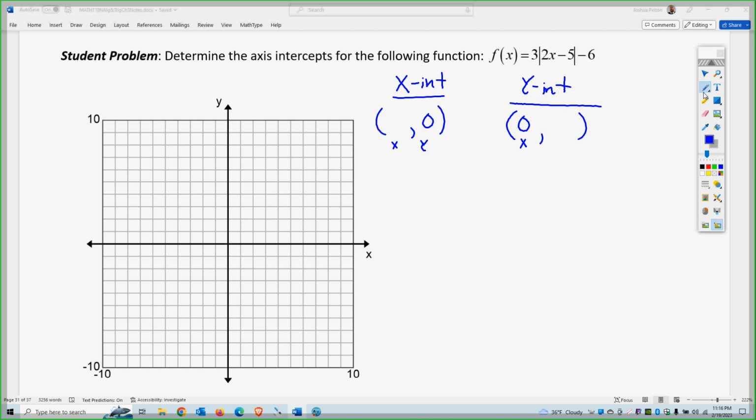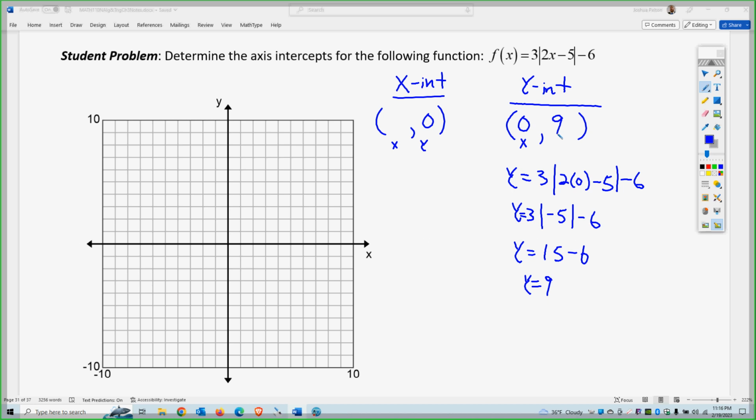Okay, so if I plug in a 0 for the x, I get y equals 3 times the absolute value of 2 times 0 minus 5, minus 6. So y equals 3 times the absolute value of negative 5, minus 6. So this is y equals 15 minus 6, because the absolute value of negative 5 is 5, times 3 is 15. So y equals 9. So the y-intercept is 0, 9. So we're going to put a point right up here.